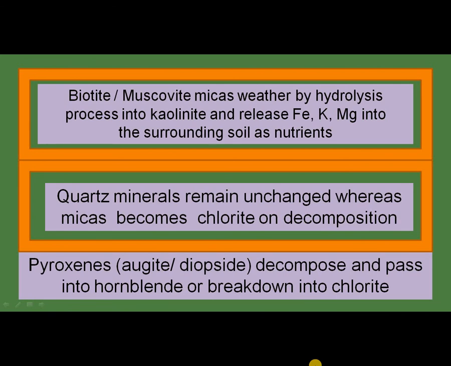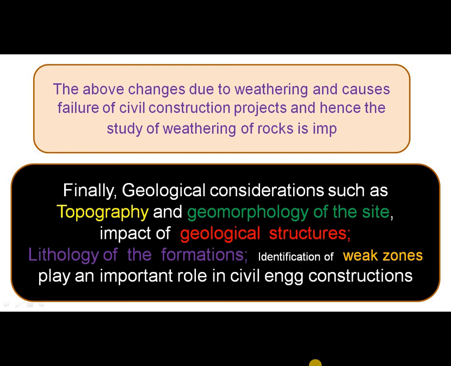Pyroxene, if it is augite or diopside, decomposes and passes into hornblende, an amphibole mineral, otherwise breaks down into chlorite. All these changes are due to weathering and cause failure of civil engineering structures, and hence the study of weathering of rocks is very, very important.